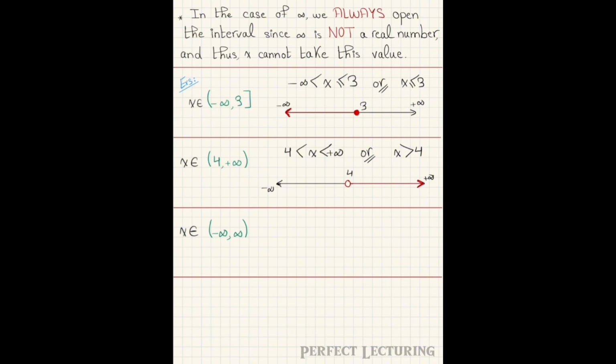This means that x can be any real number. So we can simply say that x belongs to R. How do we represent that on a number line? It is simply everything, the entire real number line.